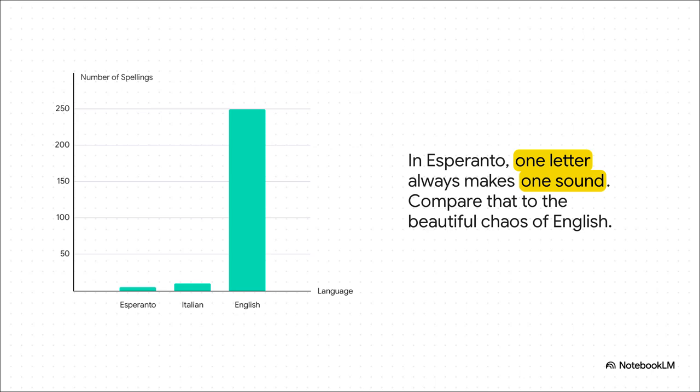This logic extends to how it sounds, too. In Esperanto, one letter always makes one sound. Always. You have 5 vowel letters, you get 5 vowel sounds. Simple. Now compare that to the beautiful chaos of a language like English, which, as you can see here, has over 250 different ways to spell its vowel sounds. This consistency just removes a massive roadblock for anyone trying to learn.